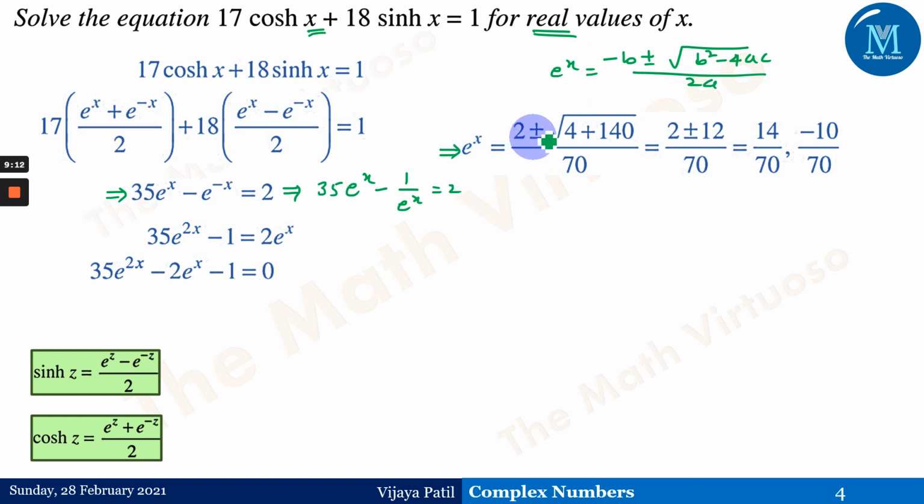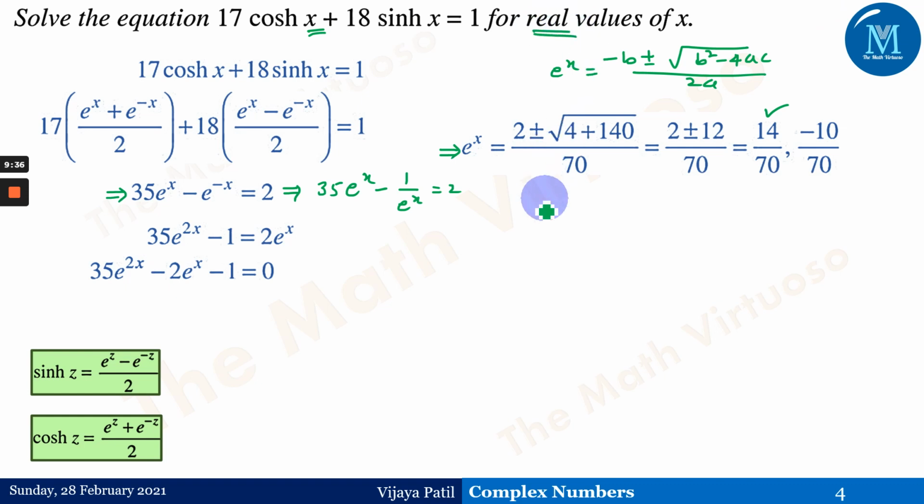So e to the power x is 2 plus or minus square root of 4 plus 140 upon 70, and we'll be getting two roots. Now one is positive, that is 14 upon 70, and second is minus 10 upon 70. Now this particular statement will play a role over here. So we wanted to have the values of x in the real values.